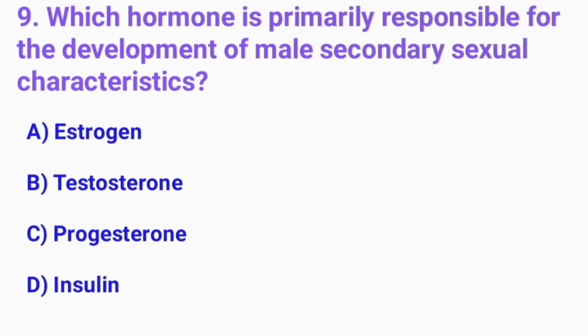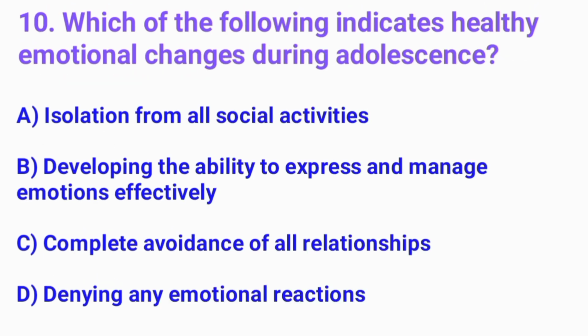Question number 9. Which hormone is primarily responsible for the development of male secondary sexual characteristics? The right answer B. Testosterone. Question number 10. Which of the following indicates healthy emotional changes during adolescence? The right answer is option B. Developing the ability to express and manage emotions effectively.